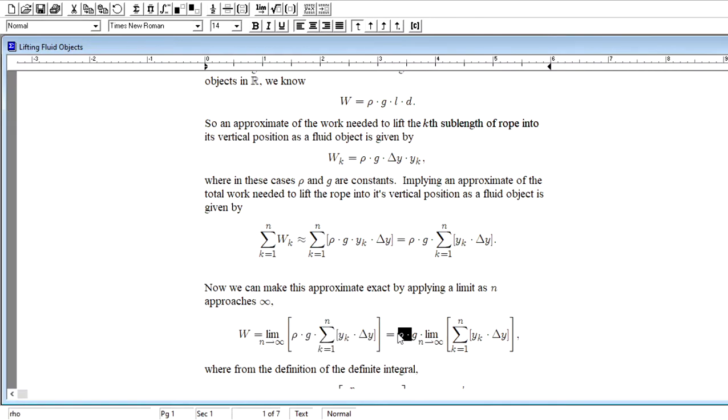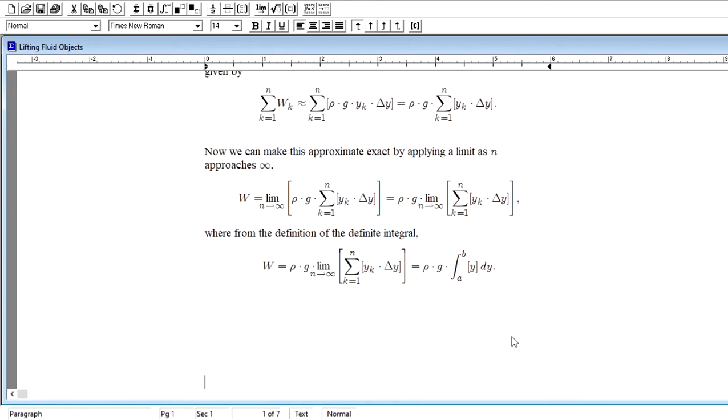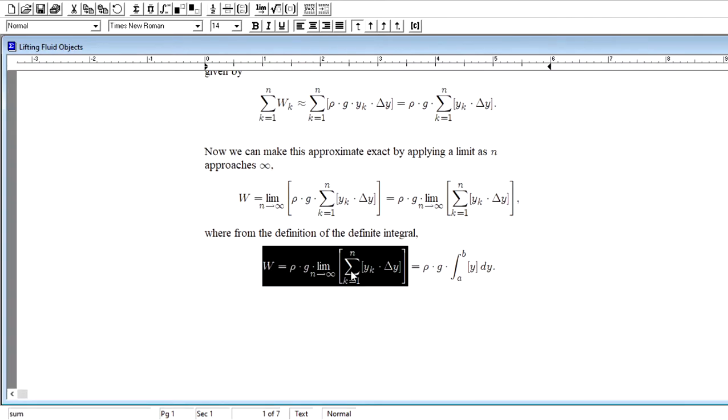With the rho and g being constants, they will be factored outside of the limit calculation as constant multiples, and you'll be just left with the limit of this Riemann summation. Let me scroll down and get that into view, where from the definition of the definite integral, the limit of this summation can be rewritten as this integration calculation seen here on the right hand side.